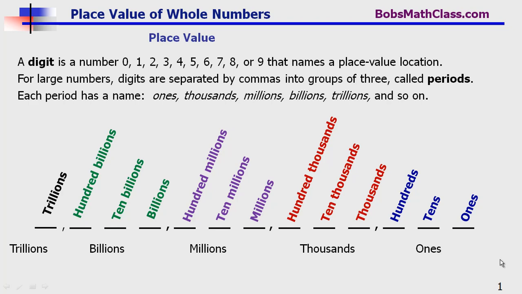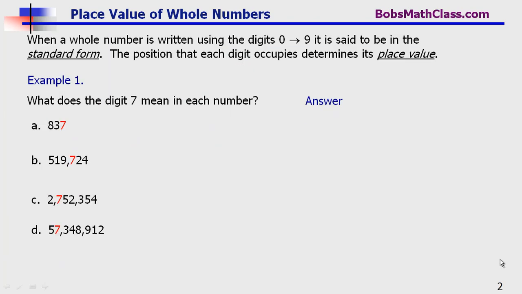Okay, let's go to the next page. Again, if you haven't written down that chart, make sure you go back and write that down before you go on. When a whole number is written using the digits 0 through 9, it is said to be in standard form. The position that each digit occupies determines its place value.